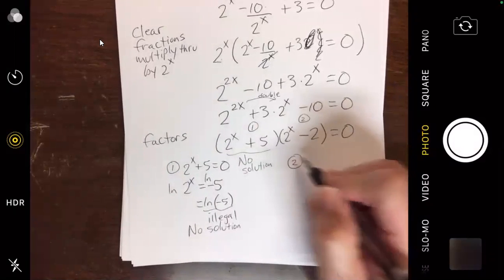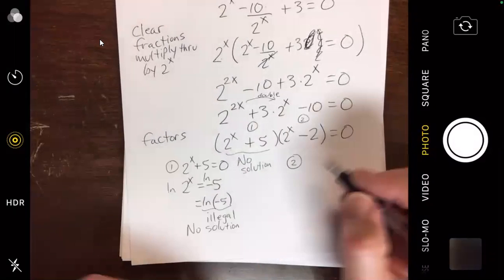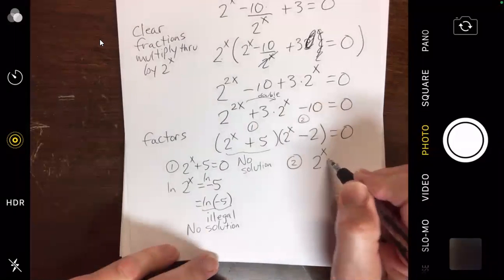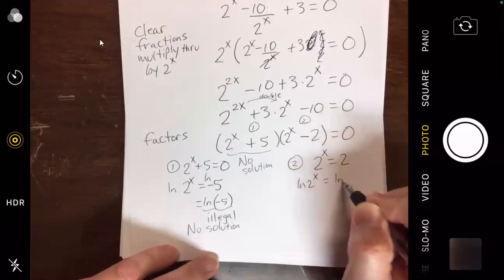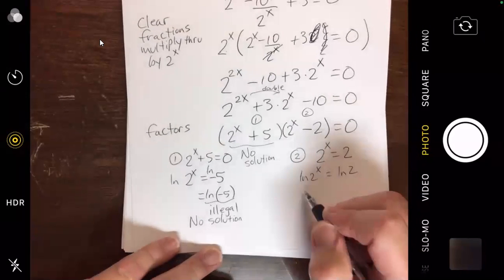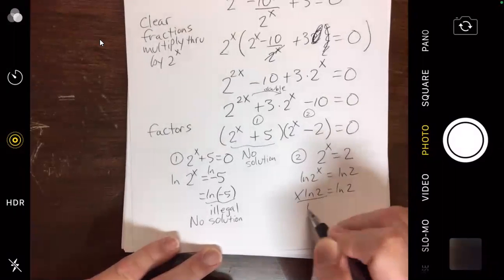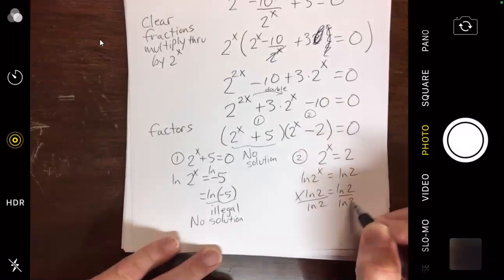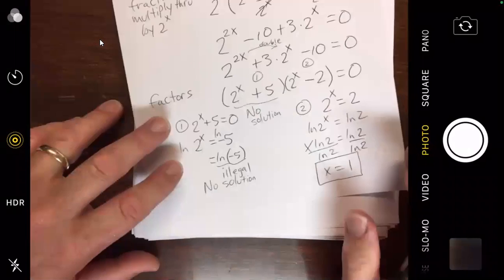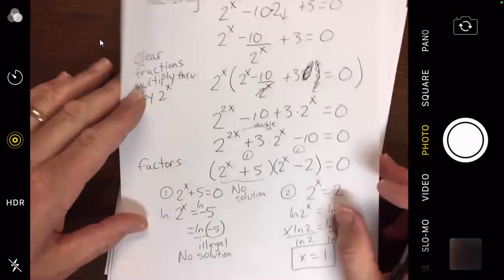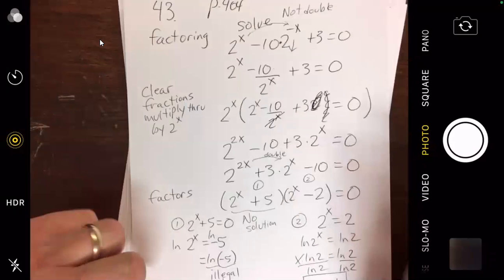Number 2, though, it will work. You almost do it in your head. You see x has to be 1, so the 2 minus 2 is 0. But we'll do it out with logs. 2 to the x would equal 2. ln 2 to the x equals ln of 2. If you want to do them all the same way, x ln of 2 equals ln of 2. So you divide both sides by ln of 2, and x will equal 1. So that's the only legal answer out of that. Pretty long, a lot longer than a lot of the others.